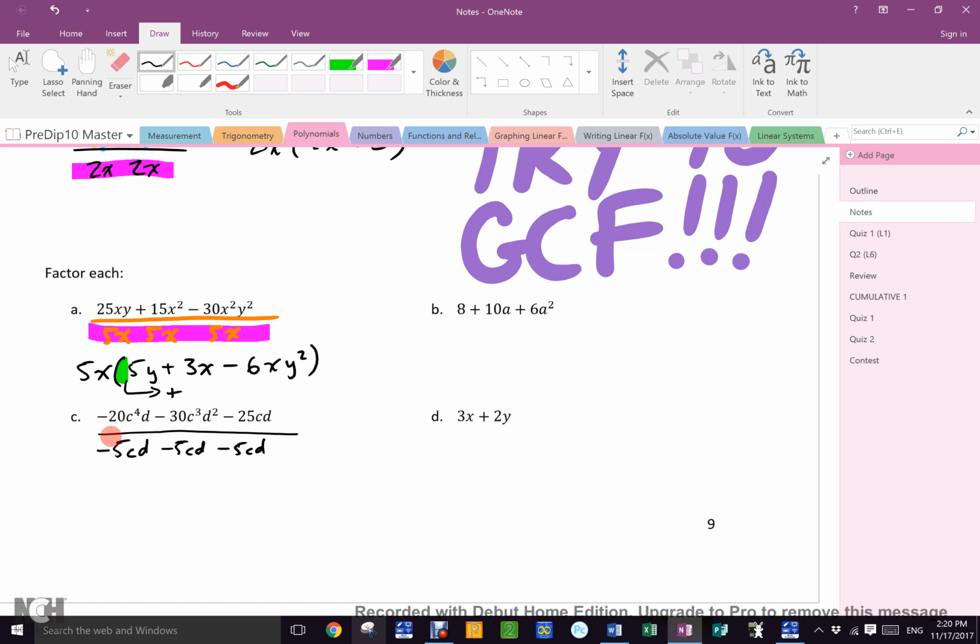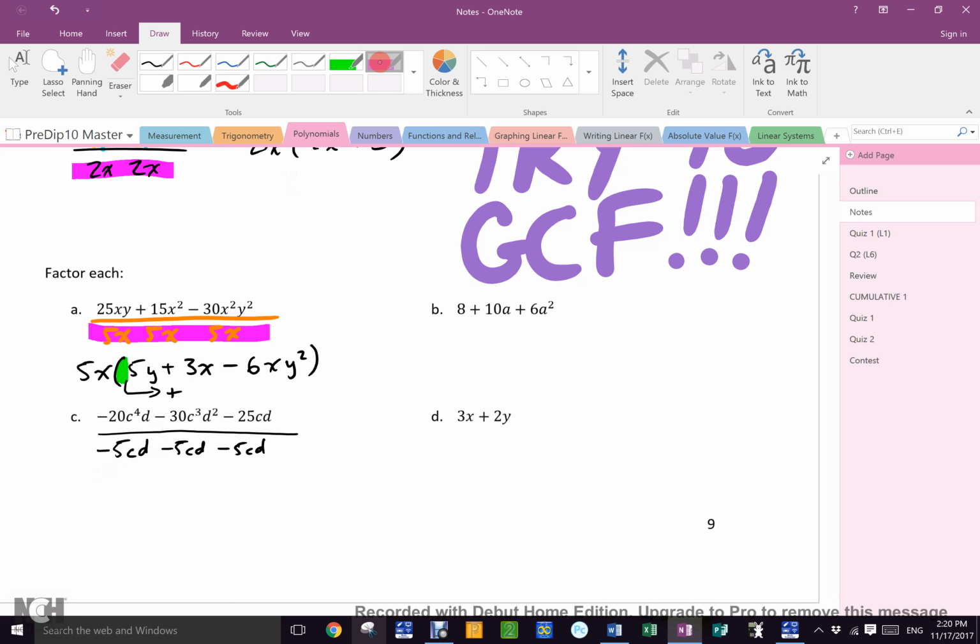Even though negative 5 is not the greatest common factor, is it? Because the greatest common factor is really 5. That's a really good analogy for life and stuff. You know? Take the negative out, even though it might not be the greatest one. All right. Take it out.